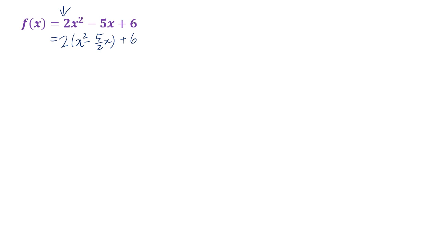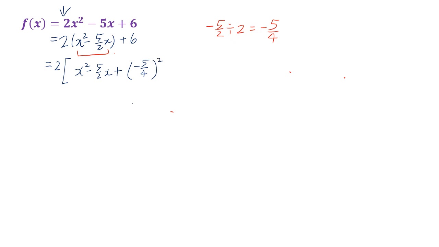All right, then the next step, after having done that, is that we will have to examine x squared minus 5 over 2x. Look at the coefficient of x, which is currently negative 5 over 2. Take negative 5 over 2 divided by 2. This one you can easily use a calculator to work out, and that will give you negative 5 over 4. Right, so the next step is to introduce a square bracket, plus negative 5 over 4 squared.